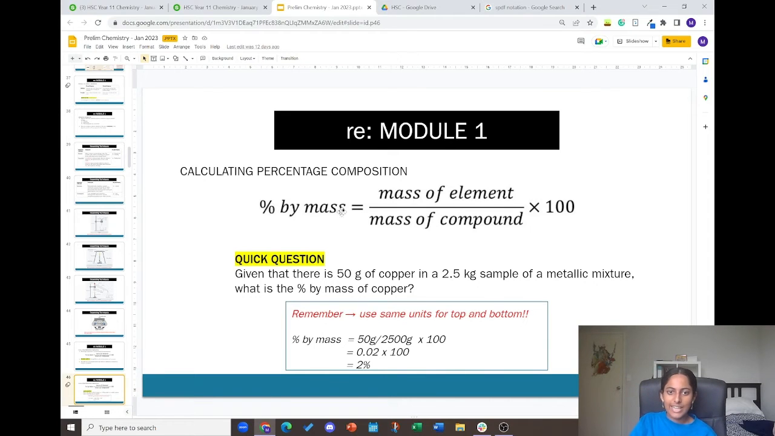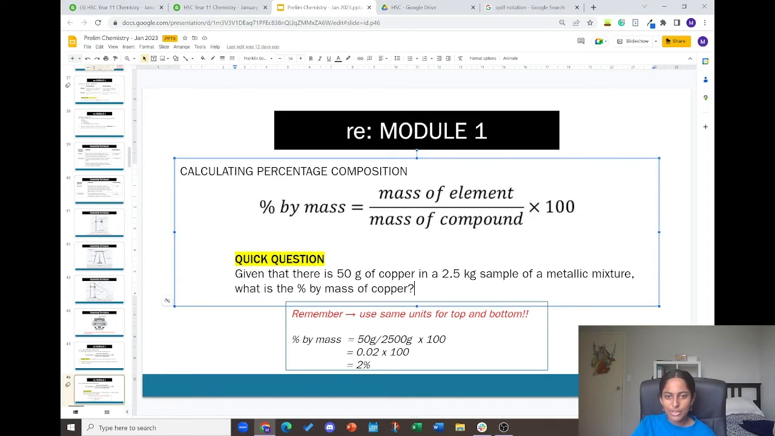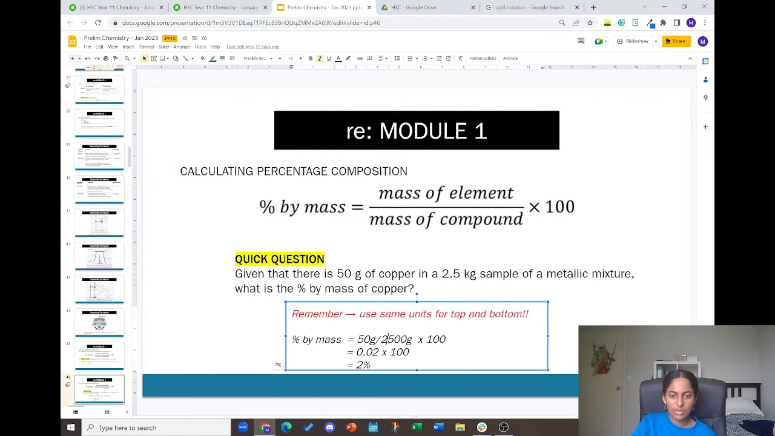So in that case, if you have 50 grams and you got 2.5 kilograms, if you do 50 over 2.5, you get a value larger than 100, obviously. Sorry, no, you won't get a value larger than 100. What will happen is that you won't get the correct percentage. You just have to keep it the same unit.